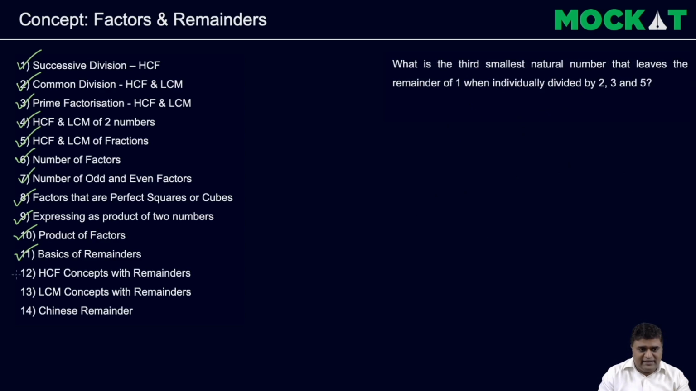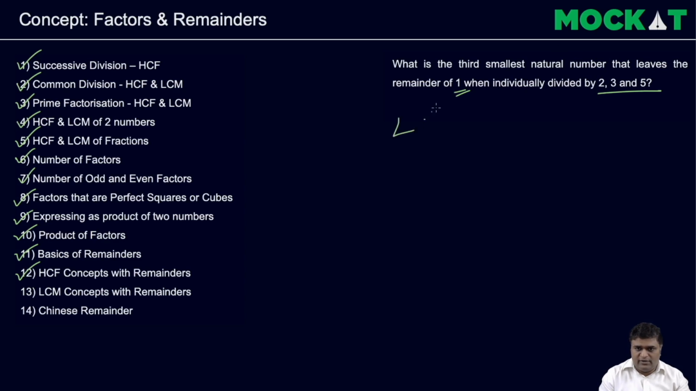Now to the LCM concepts of the remainders. There are 3 concepts over here, the third being the Chinese remainder, which we'll look at as well. We'll start with the first 2. The first is where you have the same remainder left over. In this case, you're given the divisors and you have to find the natural numbers, or the dividend. So what is the third smallest natural number that leaves a remainder of 1 when divided by 2, 3 and 5?